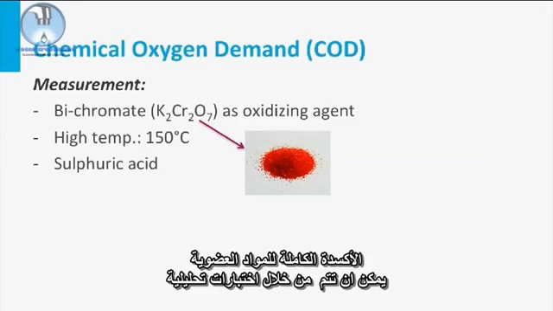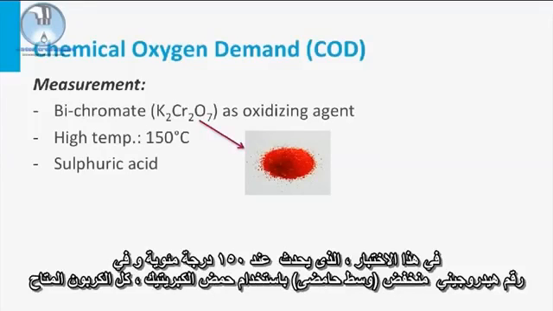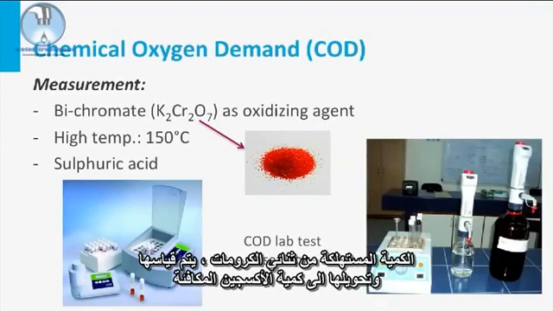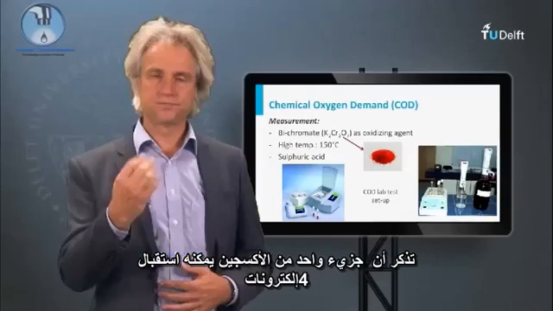The complete oxidation of organic matter can be accomplished in an analytical test using bichromate as a strong oxidizing agent. In this test, carried out at 150 degrees Celsius and at low pH using sulfuric acid, all available carbon will be oxidized to CO2. The consumed amount of bichromate is measured and recalculated to oxygen equivalents. Remember, one molecule of oxygen can accept 4 electrons.